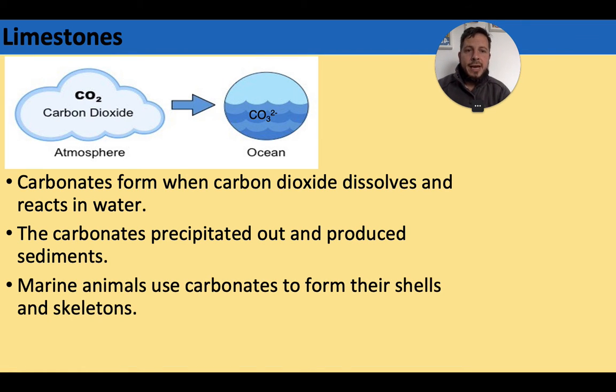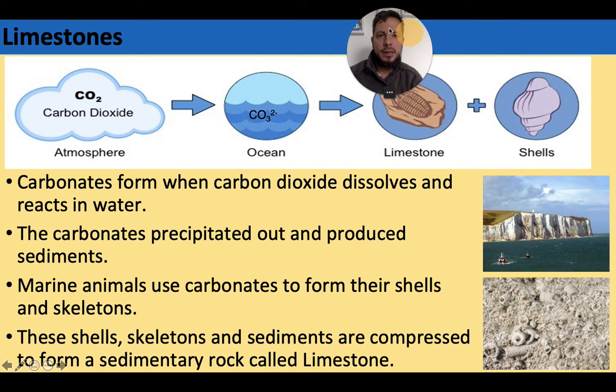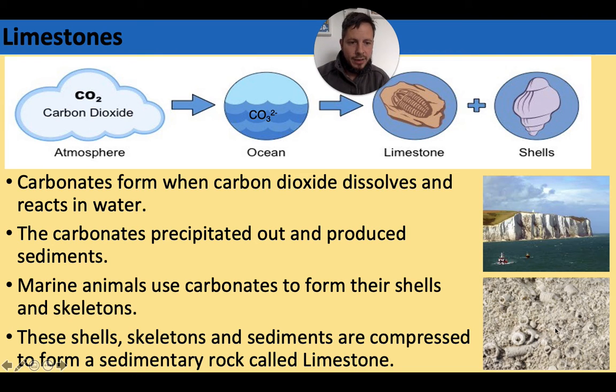Also, marine animals are using this carbonate to form their shells and skeletons. Now, when they die, the shells and skeletons fall to the bottom of the ocean, along with these sediments, and they are gradually crushed and turned into limestone, which is a sedimentary rock. So there's an example of limestone, and there's a limestone outcrop of rocks, and that is actually the White Cliffs of Dover. That is all a form of limestone.